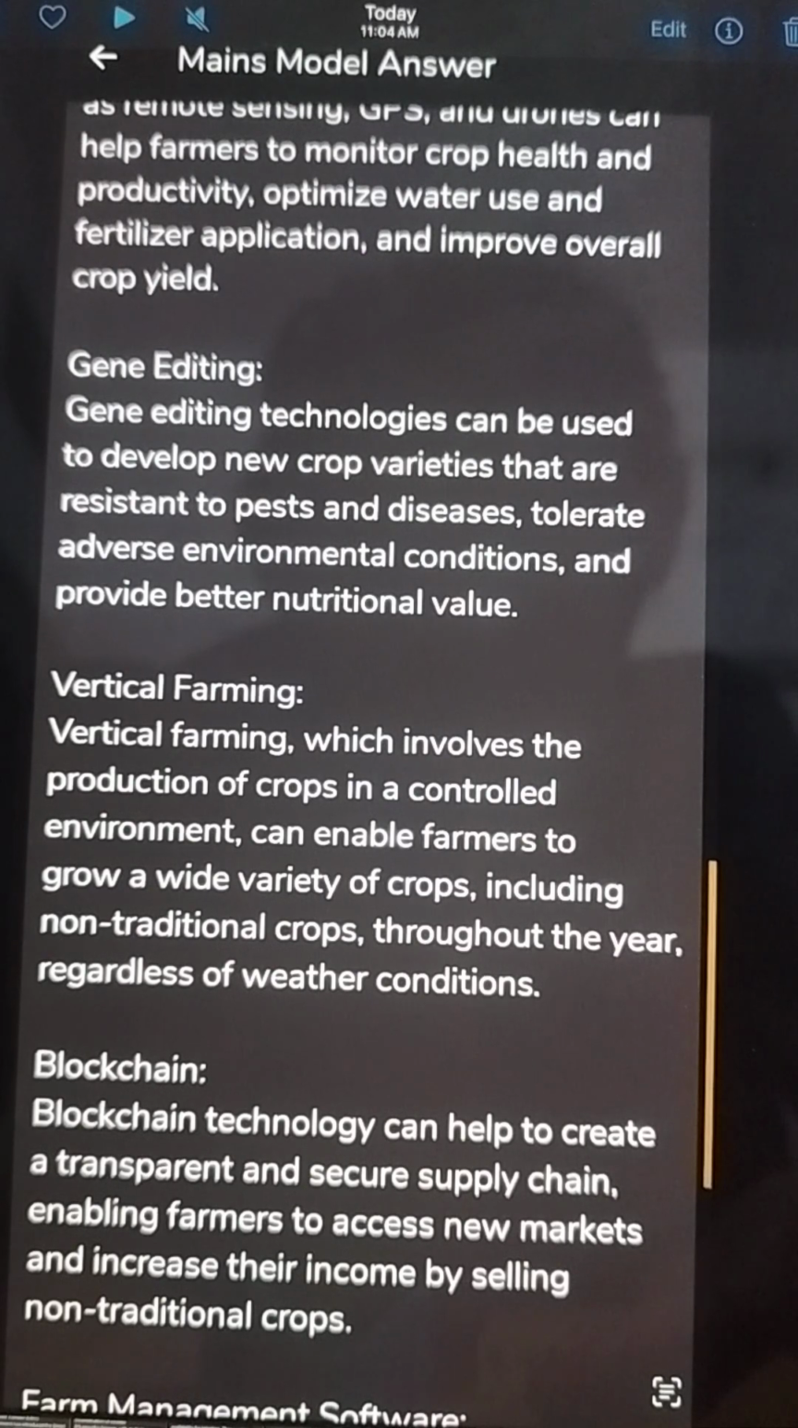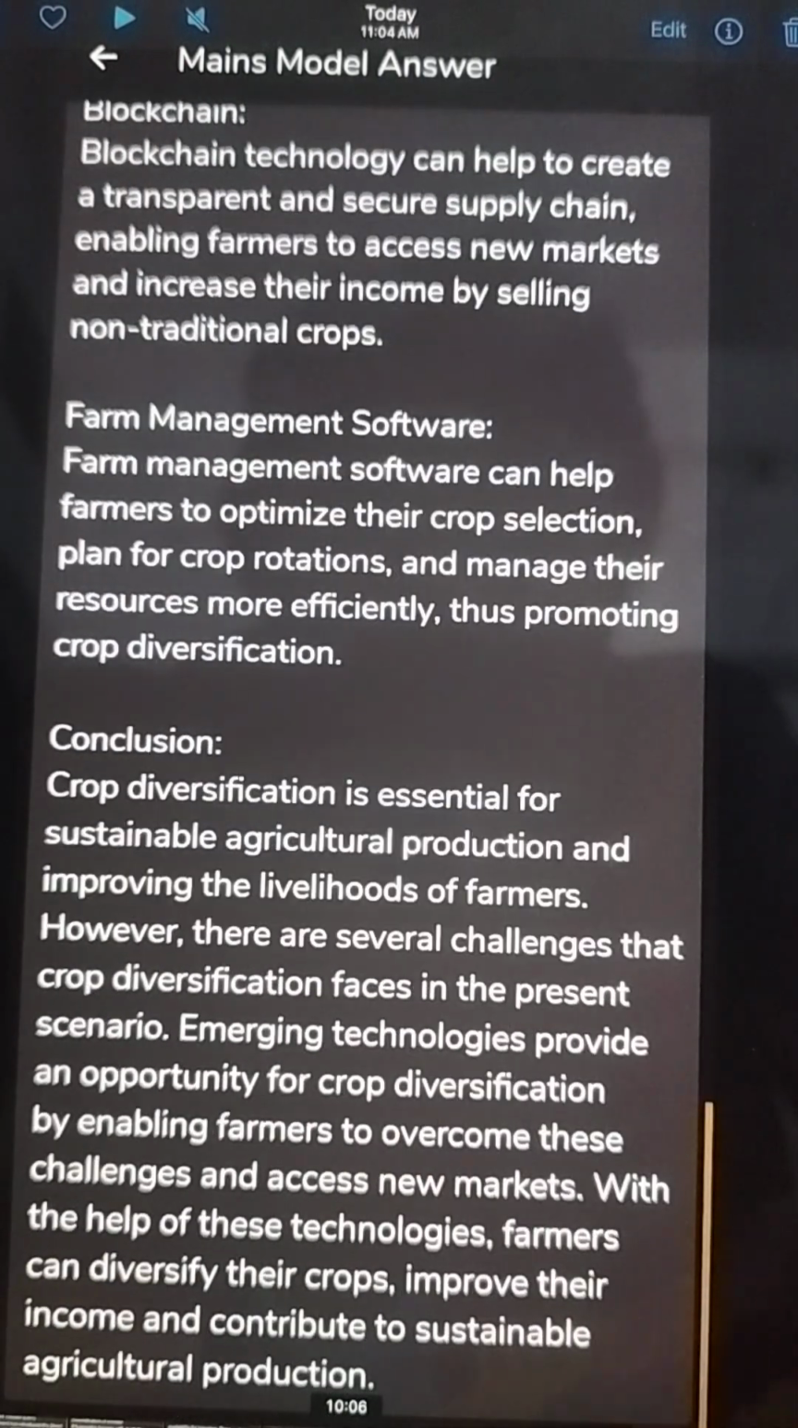Then comes blockchain. Blockchain technology can help to create a transparent and secure supply chain, enabling farmers to access new markets and increase their income by selling non-traditional crops. Then comes farm management software. Farm management software can help farmers to optimize their crop selection, plan for crop rotations, and manage their resources more efficiently, thus promoting crop diversification.